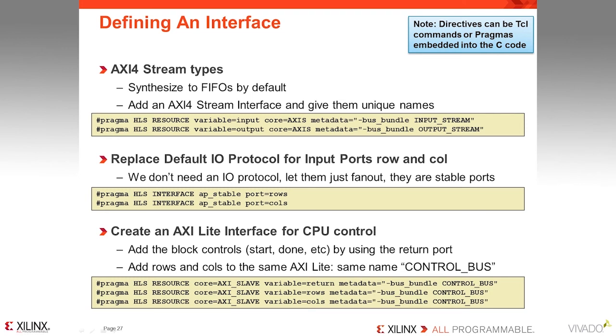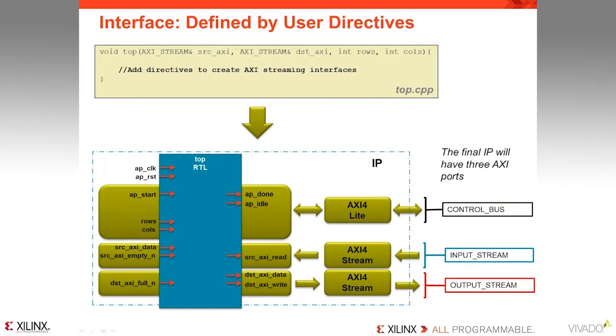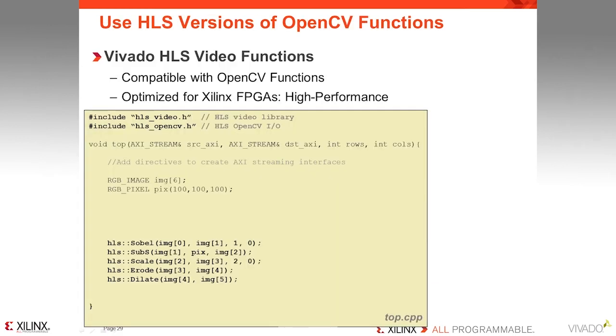To see this in a more graphical sense, our C ports become an interface that looks like this. We have a control bus that groups all of the control ports, the rows and the columns, that can be accessed by the CPU. And the input and the output simply become AXI streams that are connected up.